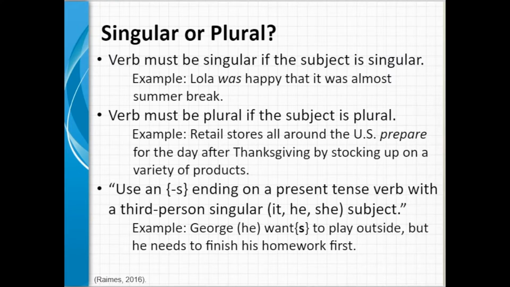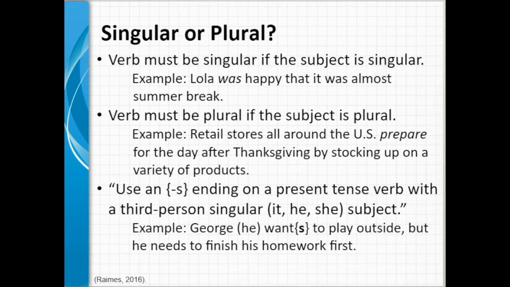Singular or plural. Once you've first identified what or who your subject is, you then need to determine if that subject is singular or plural. If your subject is singular, then your verb should also be singular. And if your subject is plural, then your verb should also be plural.